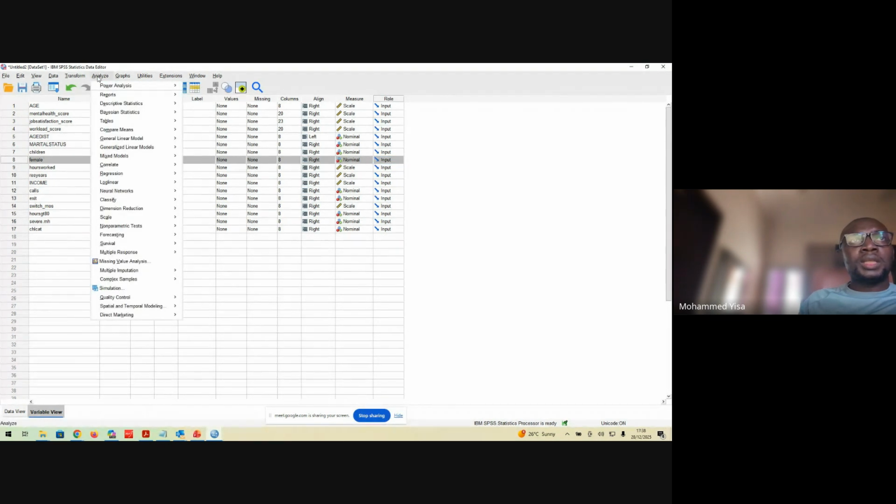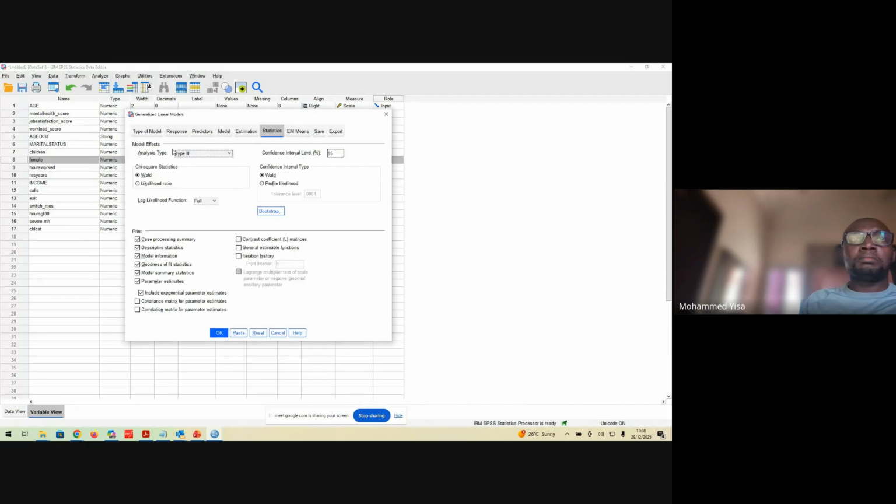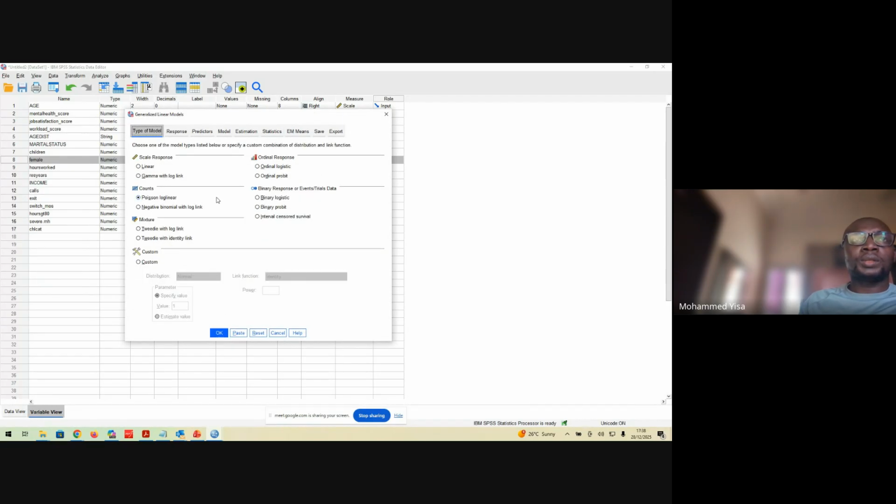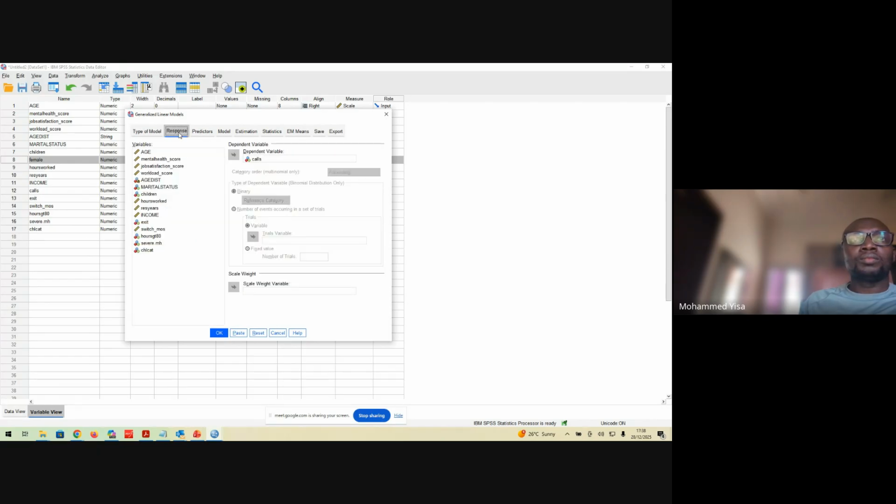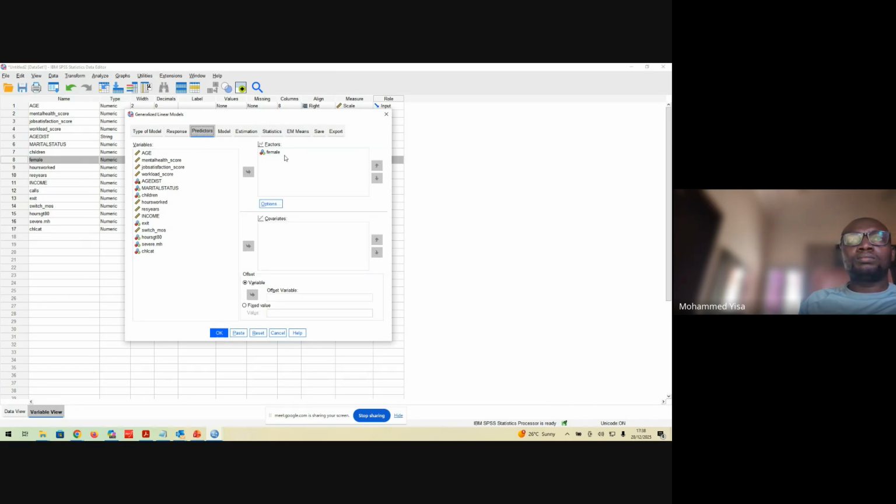So we come again to analyze generalized linear models, type of model, Poisson log linear, that has not changed. The dependent variable has not changed. Predictor has not changed. But here we need to define the offset variable.